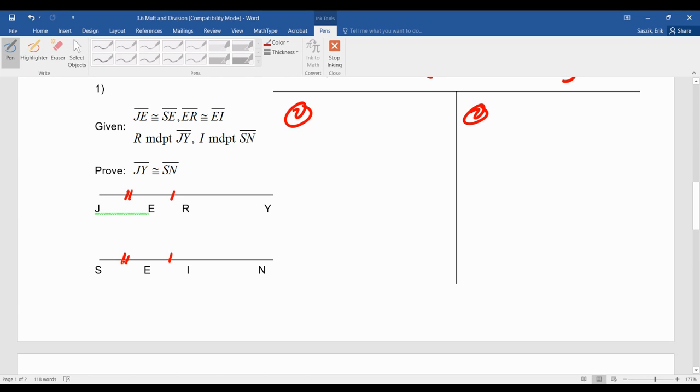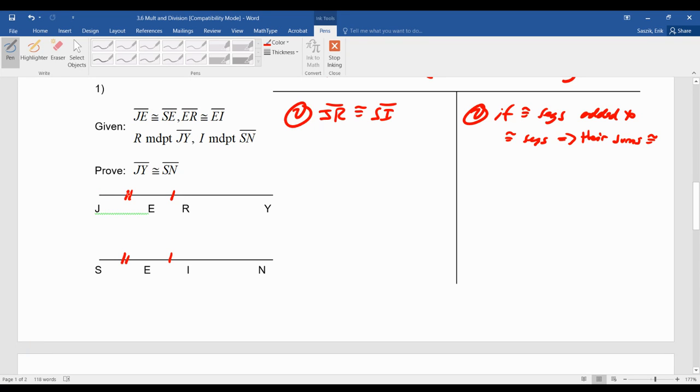Remember, this is congruent to this. This is congruent to that. These are the midpoints, R and I. So we could first say that JR is congruent to SI, right? And that would be what? If congruent segments are added to congruent segments, this is just what we were doing the other day, right? Then their sums are congruent.